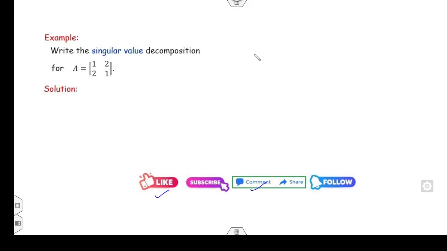So let's start with the first example. So remember, your target is to write the matrix A into U sigma V transpose. This is your target.